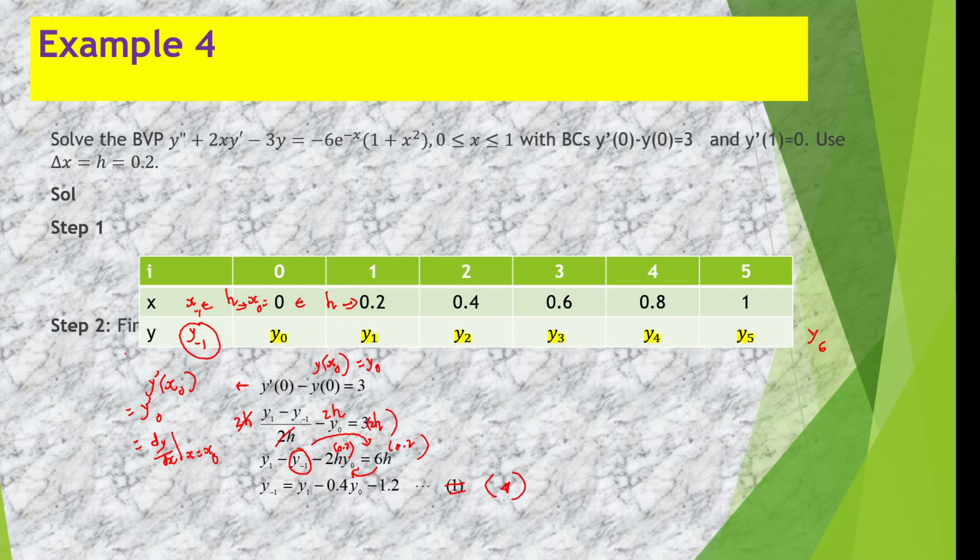This is find y0, because I changed the background template and this is hidden, I didn't notice it. Okay, any questions before we proceed to the third step, finding yn, by applying the second boundary condition? Okay, if no, I will just proceed.